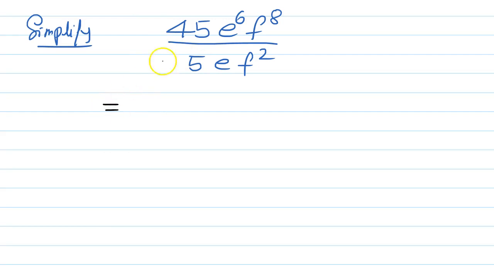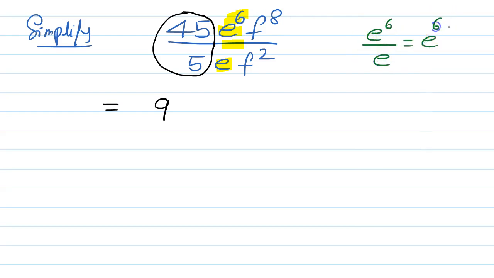So what we need to do, let's solve this number 45 divided by 5. 45 divided by 5 is 9. Okay, now if you see e6 and e, this line is division sign. So how we are going to write down? e to the power 6, and basically this is e to the power 1. So e to the power 6 minus 1. If there is no power, it means 1. Never take it as 0. e6 minus 1 is e5. So here we can write down e5.